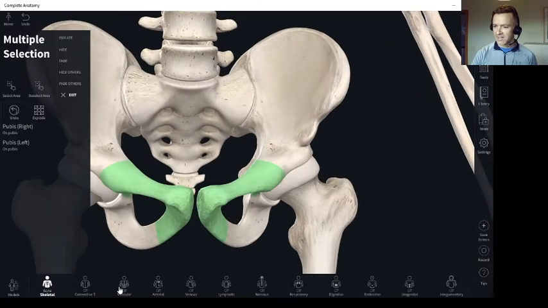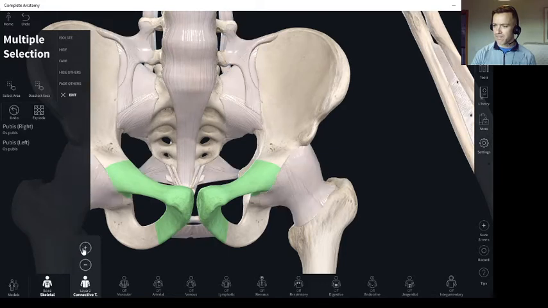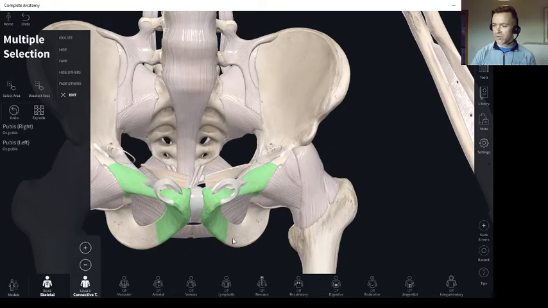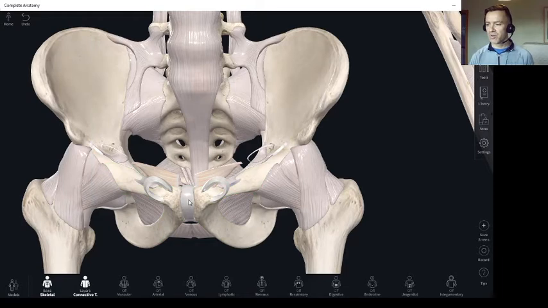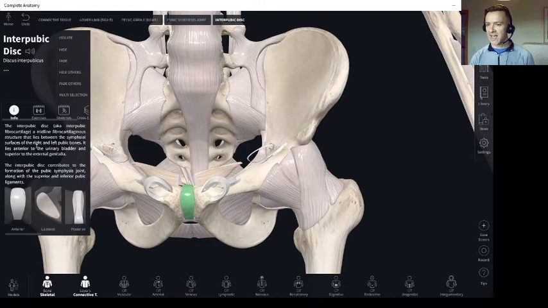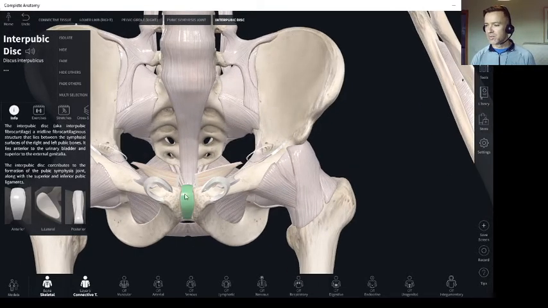And if we add in the connective tissue there, we see the interpubic disc that joins those two bones together. So the two pubis bones are joined together by this disc of fibrocartilage that allows a little movement between the two pubis bones, but not too much, and at different times we can experience more movement. During pregnancy is one time where we might see more movement there.